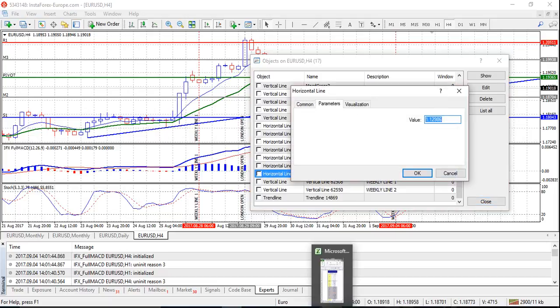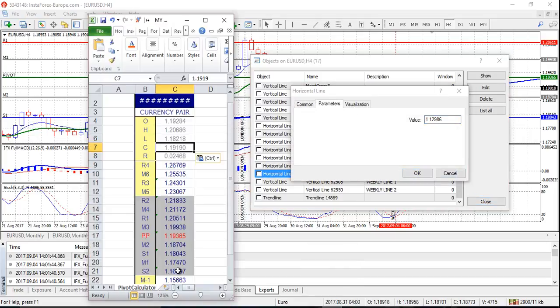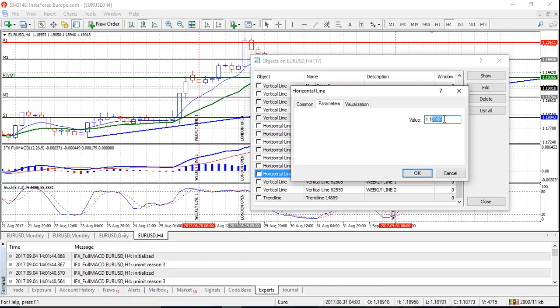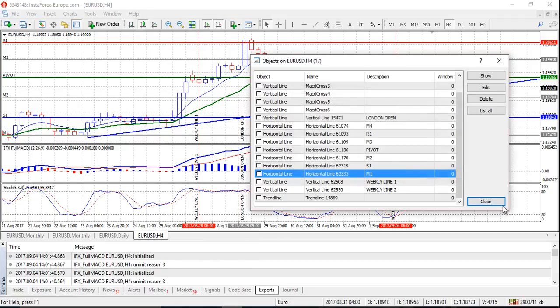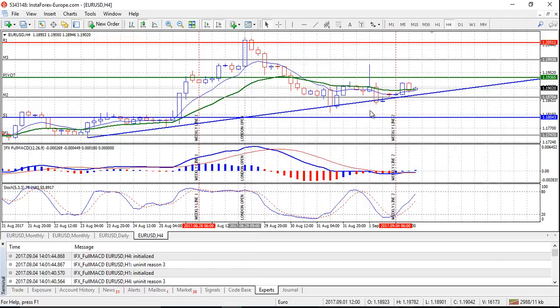So I'll take my M1 now. That is 17470. Let me cross check that. M1, 17470. That's okay. So I succeeded in plotting my pivot points.